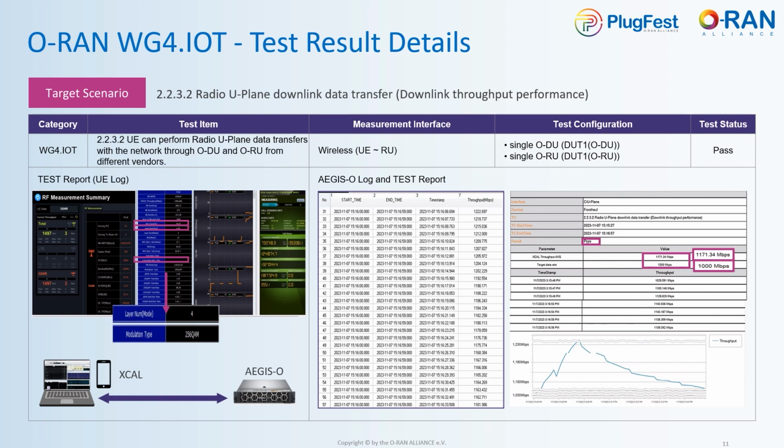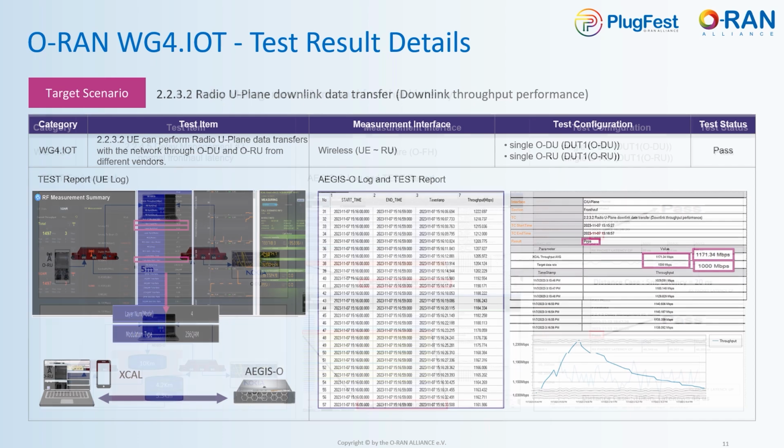The image on the left is the log when the downlink throughput test was conducted using 4 layers and 256 QAM. You can see that on the right, the measured throughput is about 1.171 gigabps and the target data rate is 1 gigabps. So it was passed. Also, you can see on the right bottom, it provides a report in graph.